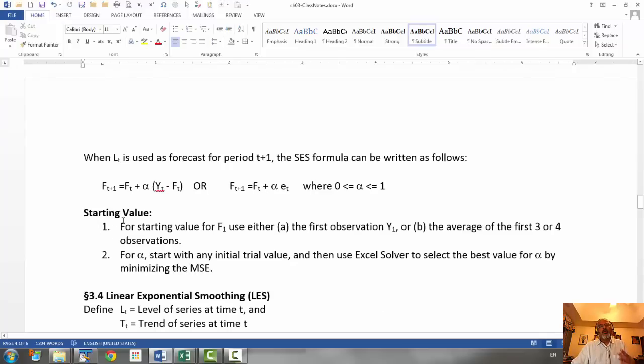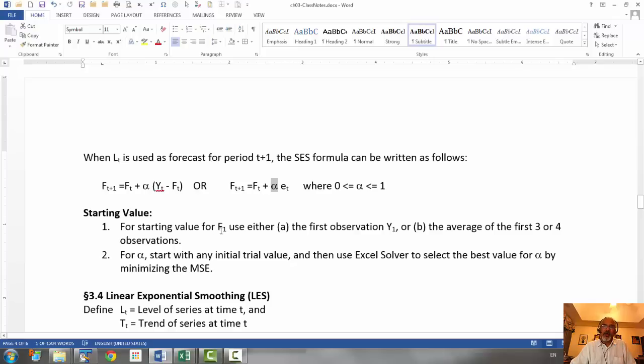Now there are a couple of things that are important here. One is, what should be the value for alpha? What is the best value for alpha? What we will do is start with an initial trial value. We just make up a value and then figure out what the best value is going to be for our data. And also we need a first forecast, a forecast for the very first time period.